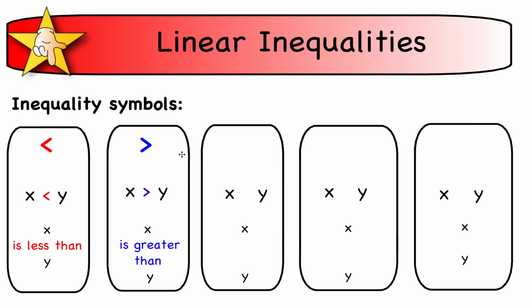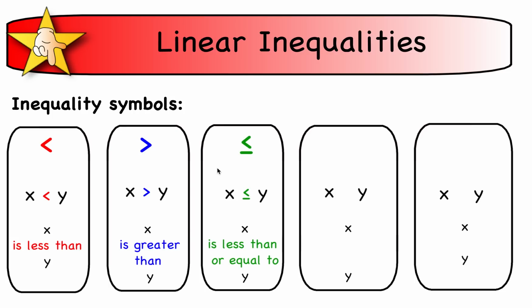The next inequality is greater than. And so this statement is read, x is greater than y. And that one has the open side come first, it faces toward the left, and the arrow points to the right, and that is read as greater than.